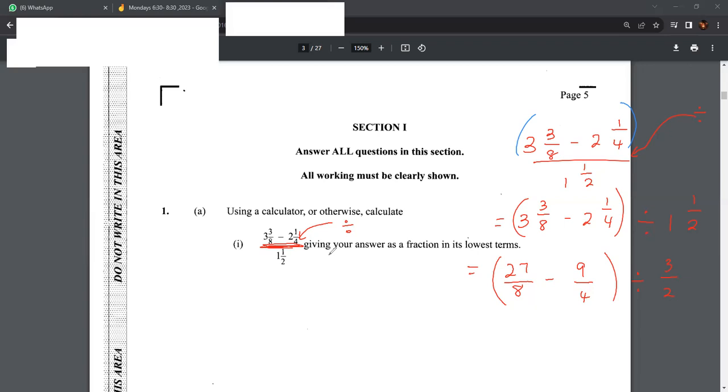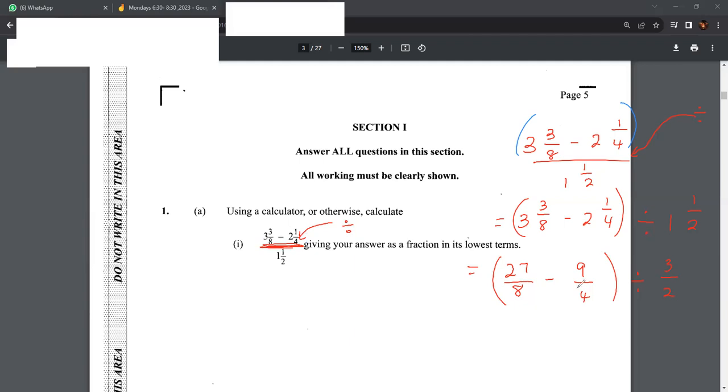But math is telling me, regardless, whatever is in the brackets, I have to do that first. Yes, they didn't give us brackets at first, but it's an understanding that we have to work out this first before we divide it by whatever is below here.